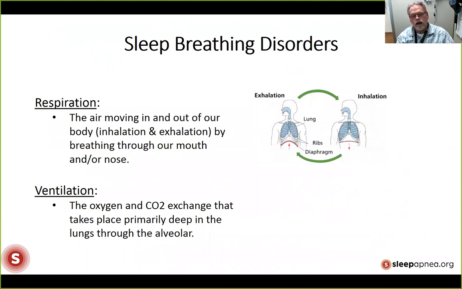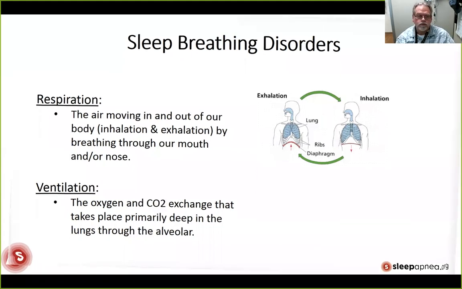So in order to have ventilation, we have to have respiration, right? We have to have the air going in and out. And then in order to get the oxygen to our cells, we're going to have the ventilation component.